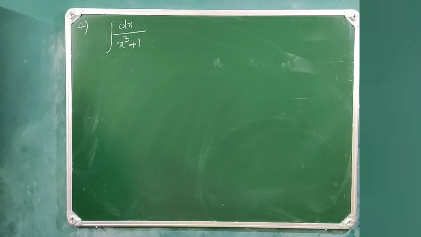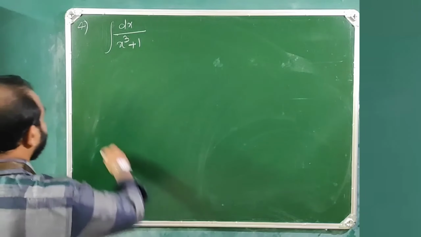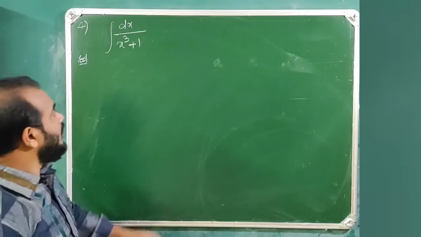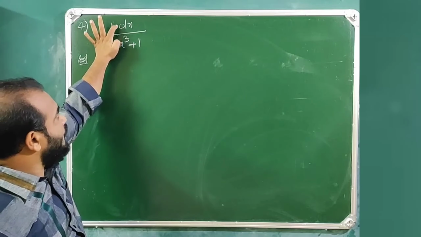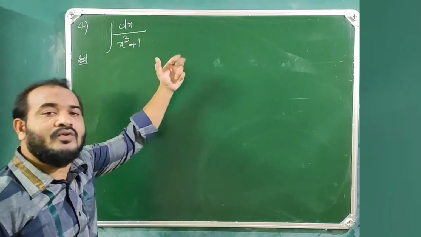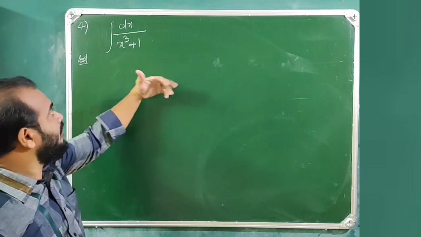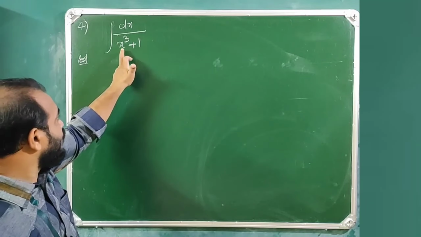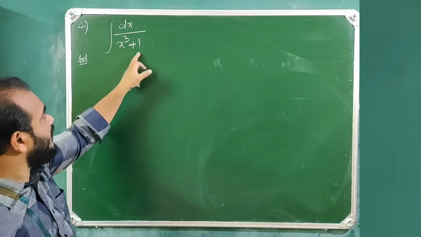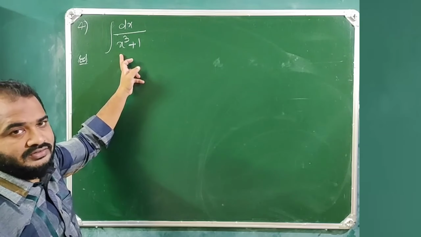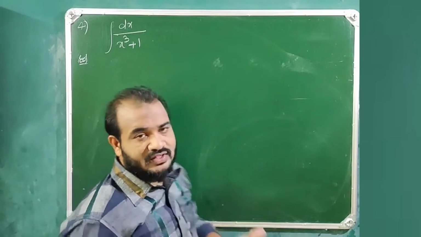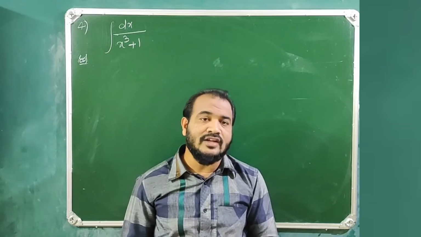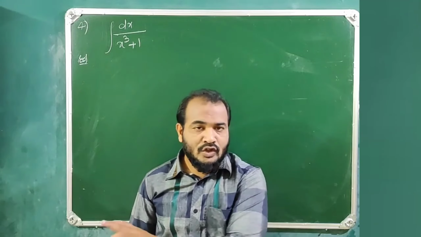The fourth question is integral dx by x³ + 1. First of all, this is a proper fraction with the degree of the numerator being 0, because this can be written as 1/(x³ + 1) dx, and 1 can be written as x⁰. So the degree of the numerator is 0 and the degree of the denominator is 3. But if you see the denominator, it is a cubic. As far as partial fractions we have discussed so far, the denominator either contains a linear factor or a quadratic factor. We did not encounter any such cubic factors.